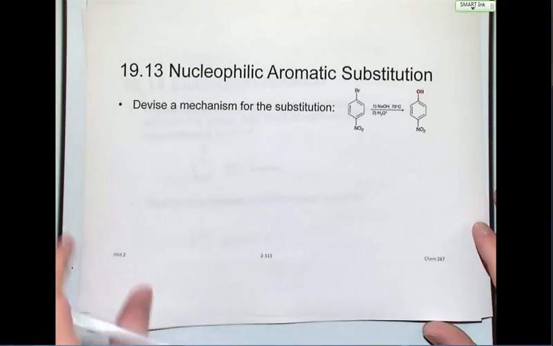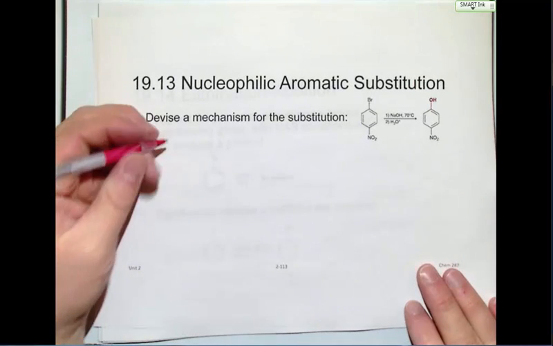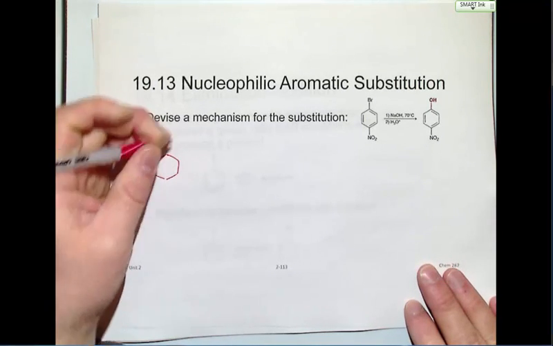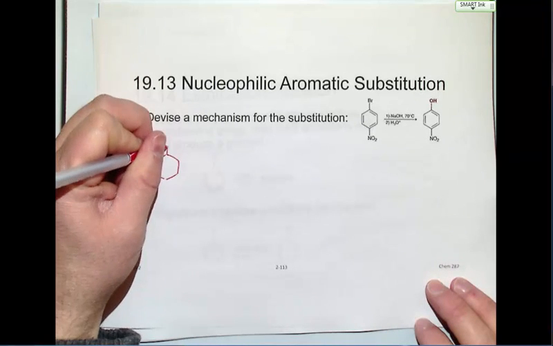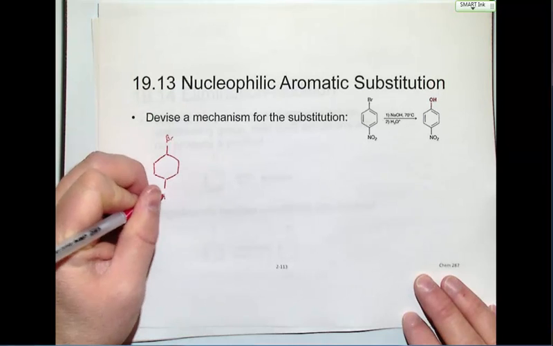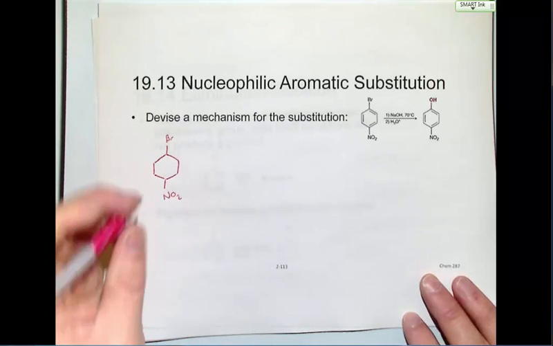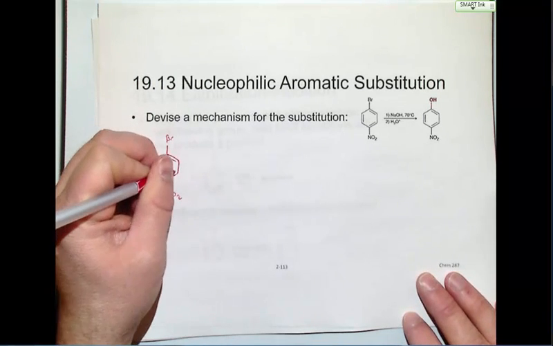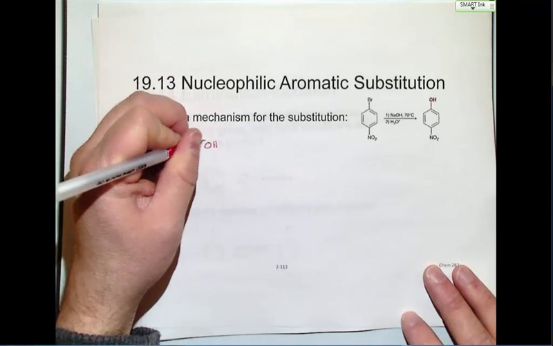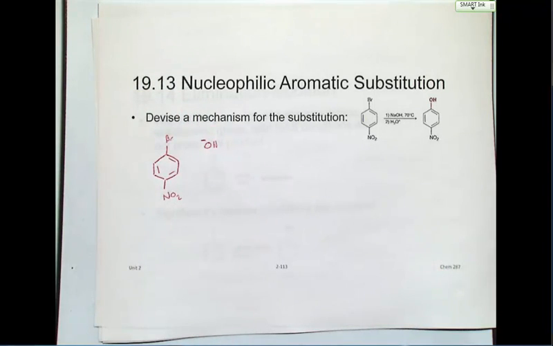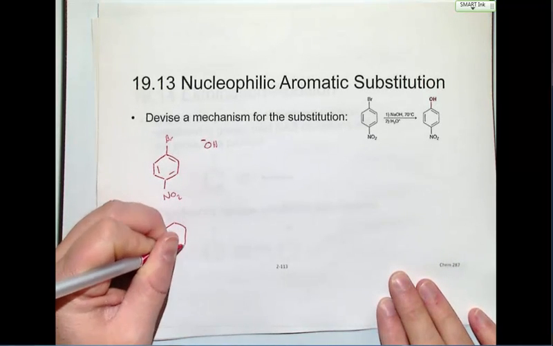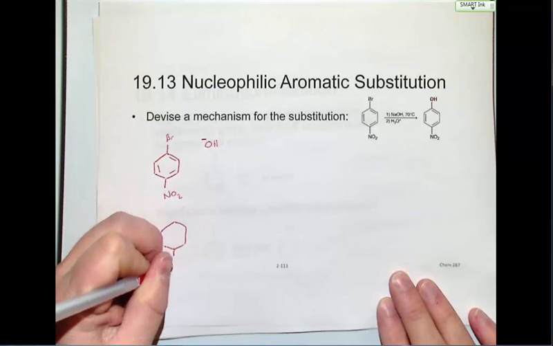Let's go through the mechanism for this. What must be happening? I want to redraw my molecule because I want to show the nitro group when I'm doing this.